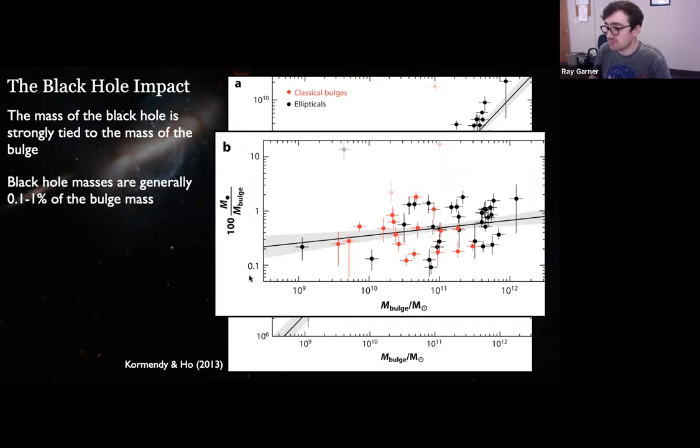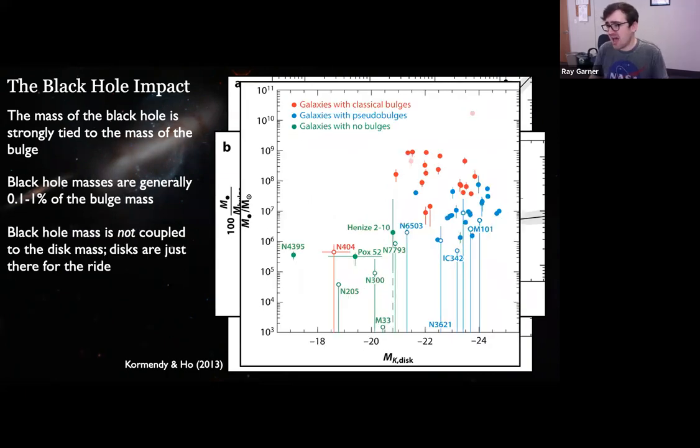So on the vertical here are percentages of the ratio of black hole mass to bulge mass. And then on the horizontal is the bulge mass. You see it's almost a flat line, it's a horizontal line. There's some scatter between 1/10 and 1%. What's odd is that the black hole mass is not at all coupled to the disk mass. Disks are just there for the ride.